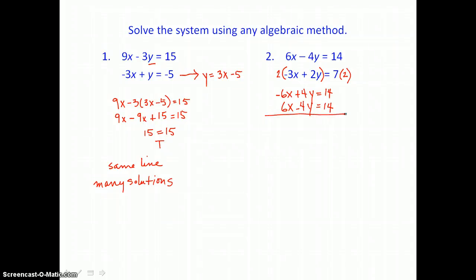And when I do, I see that not only do my x terms sum to 0, but my y terms also sum to 0, and all that's left on the left hand side is 0. On the right, 14 plus 14 is 28. But 0 doesn't equal 28, that's a false statement. So here when my variables drop out and I end up with a false statement, I know that I have parallel lines and no solution.